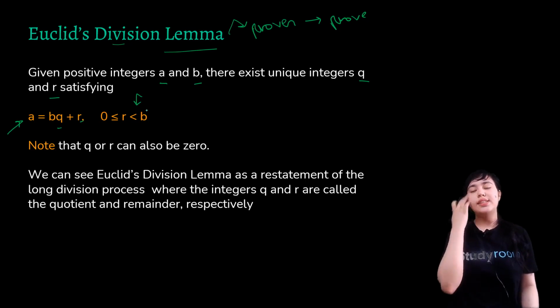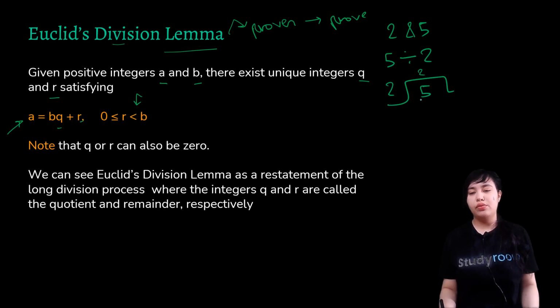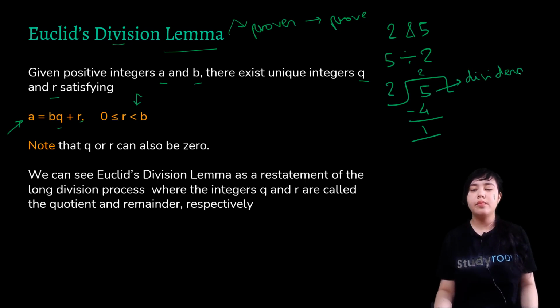Okay, so we'll understand this by means of an example. So if I give you two positive integers 2 and 5, then if I do 5 divided by 2, I'll do that by long division. So I will get 2 2s are 4, minus, 1. So this is basically your dividend. This over here is your divisor. And this you all must be knowing is called the quotient. And this is called the remainder.